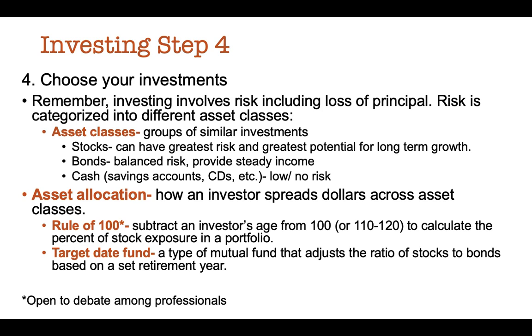A target date fund, that's a type of mutual fund that automatically adjusts for the people who are invested in the fund, the asset allocation, as they age, from stocks to bonds to cash or very, very low risk bonds based on a set retirement date. So those are kind of cool because the fund itself adjusts how the fund's money is spent as the group of fund investors age over the course of their life. So that's kind of cool.